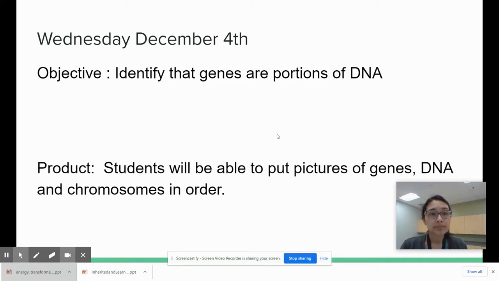So first, I want you to identify that gene. Your objective today is identify that genes are portions of DNA. So you're going to be identifying what a gene is, and what DNA is. And students will be able to put pictures of genes, DNA, and chromosomes in order. So in your exit ticket in your notebook, you're going to be putting a picture of a gene, DNA, and chromosome in order, from smallest to biggest.